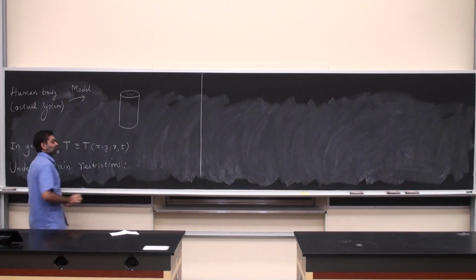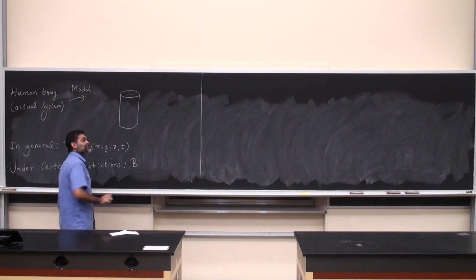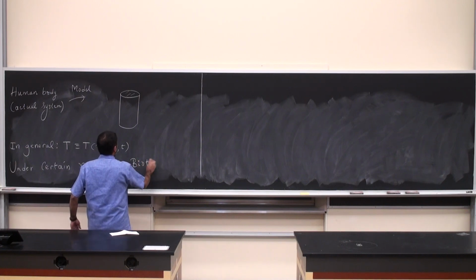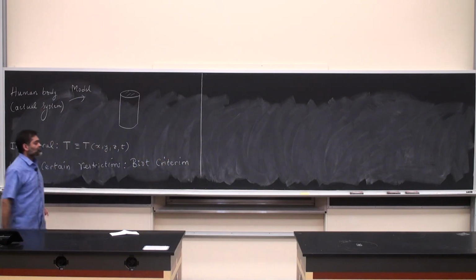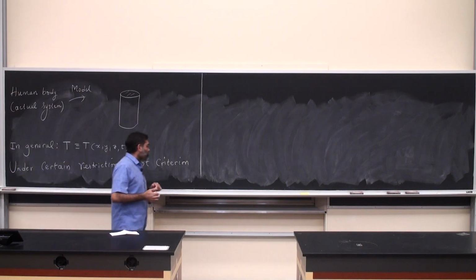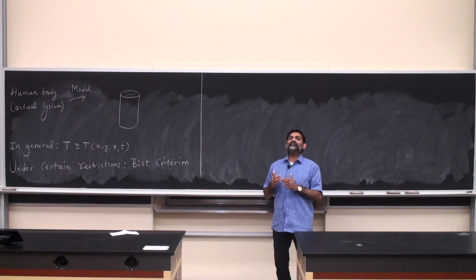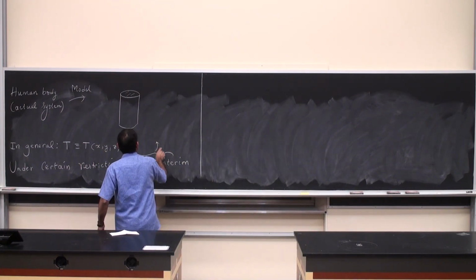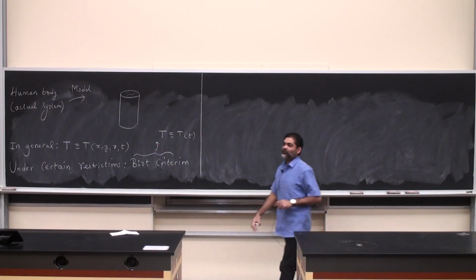So under certain restrictions, this is called the Biot criterion, after the French physicist Maurice Biot, a very seminal figure in mechanics. The Biot criterion, or the lumped parameter criterion. We can assume that temperature is a function of only time. So this will tell us temperature is a function only of time.